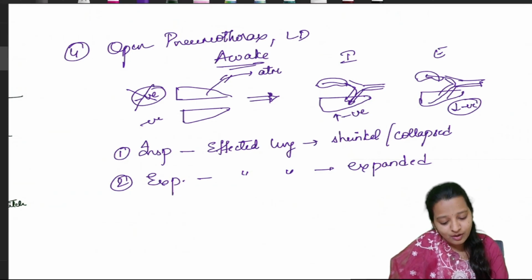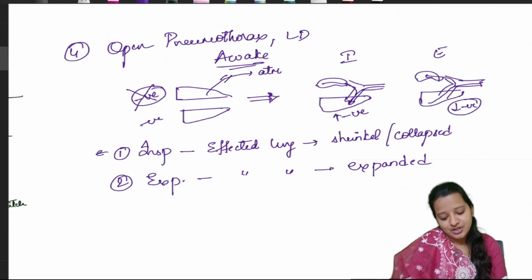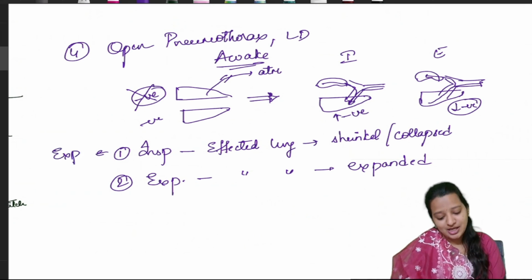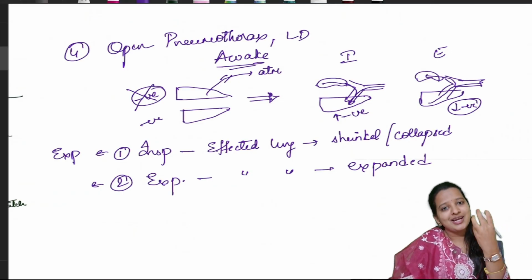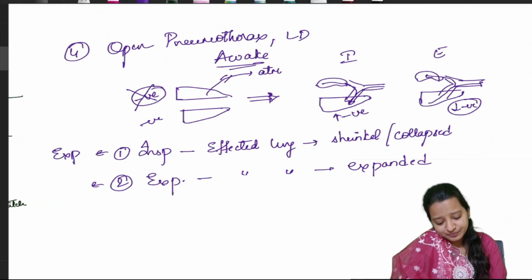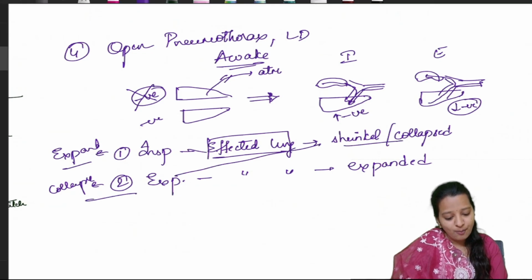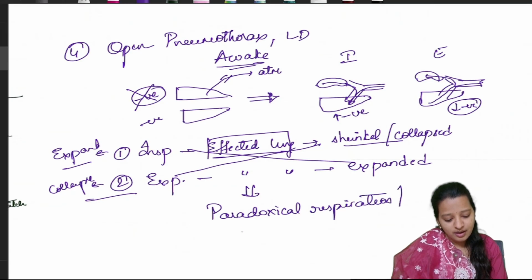Normally, what should happen? During inspiration, the lung should expand because it takes the air inside. During expiration, it expels all the air outside and it should shrink. So it should expand here and collapse here. But the affected lung is the exact opposite of this, right? So this is opposite. What is happening is paradoxical respiration, or the pendulum effect.